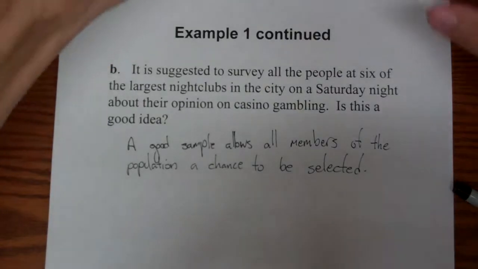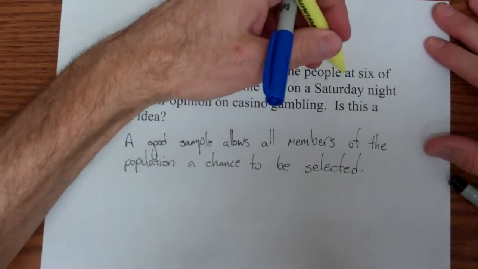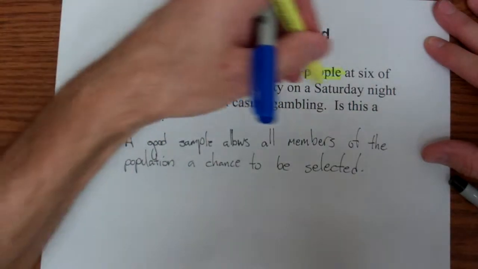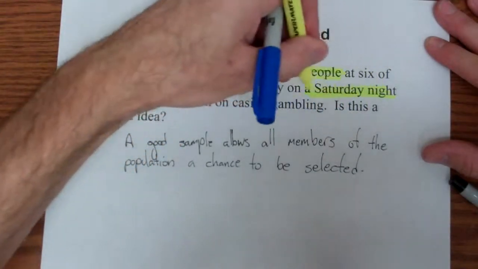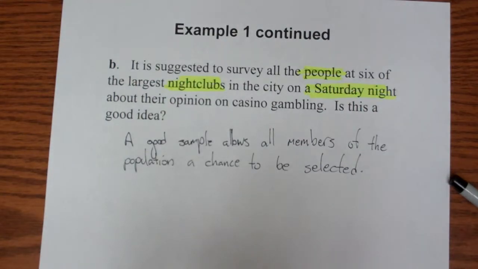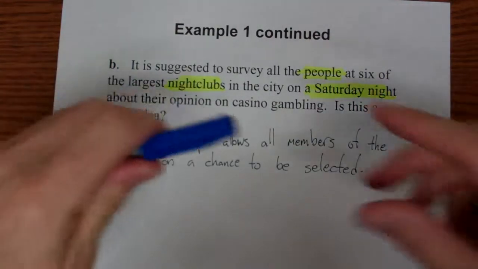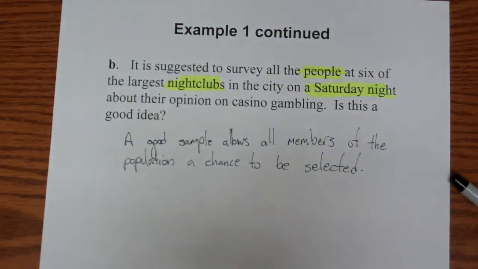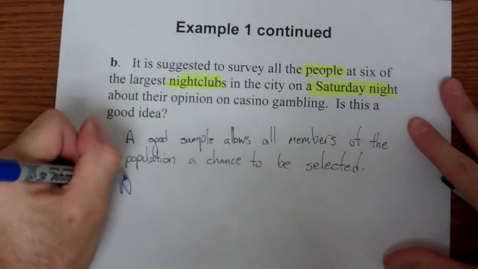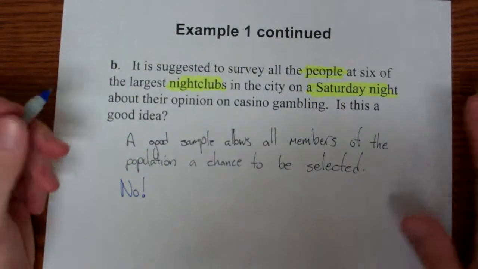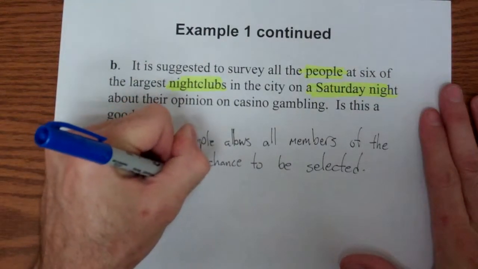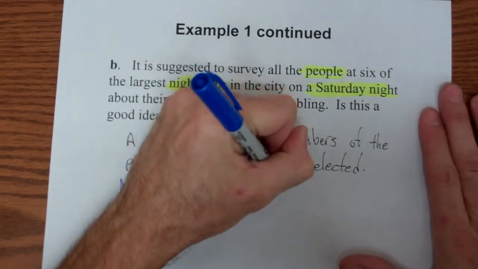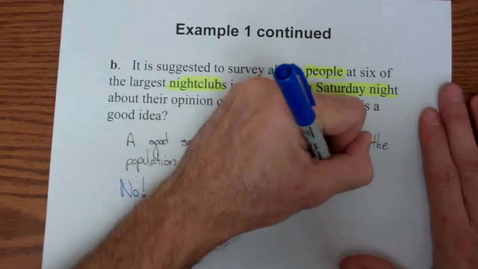It is being suggested that people at nightclubs on a Saturday night are the ones that are interviewed, right? So people at nightclubs on a Saturday night. Does this fit with our idea of a good sample where all members of the population can be selected? And hopefully you come up with the answer of no. All right? So we have people that don't go to nightclubs.